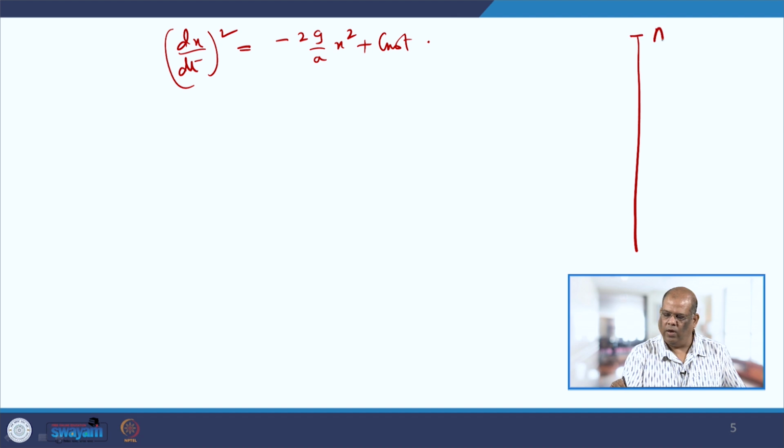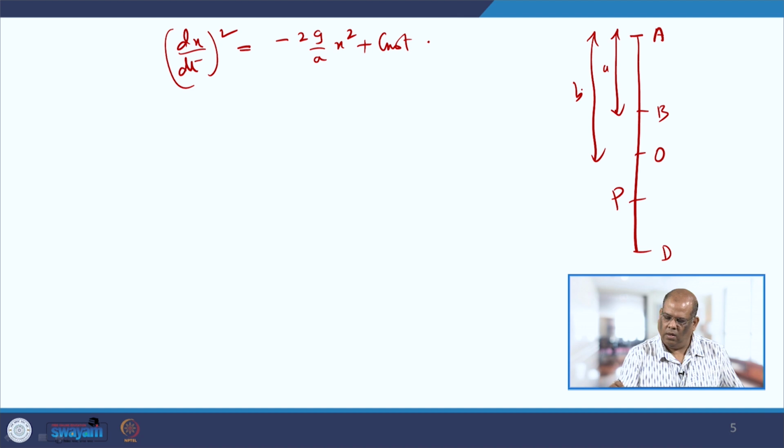Quickly I draw the figure because I have to use the initial condition. So, this is your A, this is your B, this part is x. So, you have dropped it from the point A.